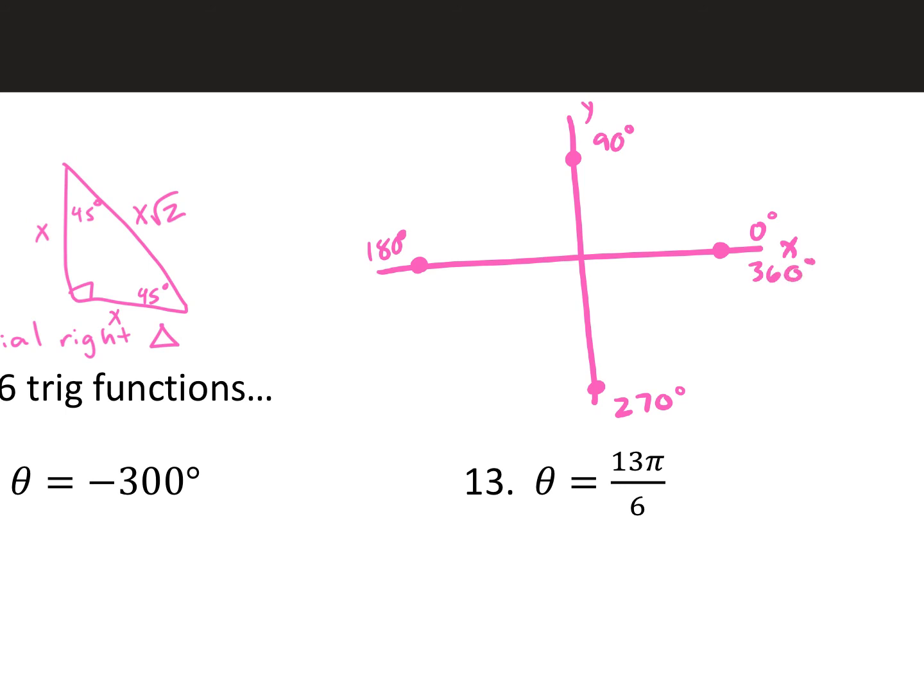What coordinate point would this be? 1, 0. Because we go to the right one and we stay on 0. What coordinate point would this be? 0, 1, because we stay on 0, go up 1. What about at 180? -1, 0, because we go to the left to -1, stay at 0. And then at 270, 0, -1. So these 4 points you have to have memorized.